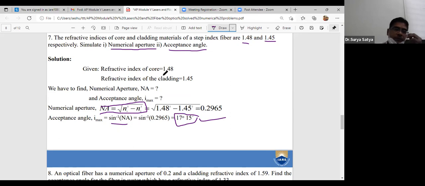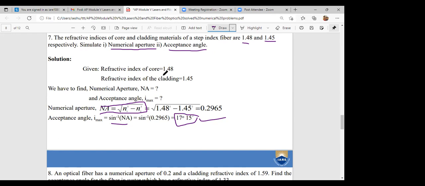Let's copy this also. I think all these questions are given in the question bank. Yes, sir. Are these in the question bank?